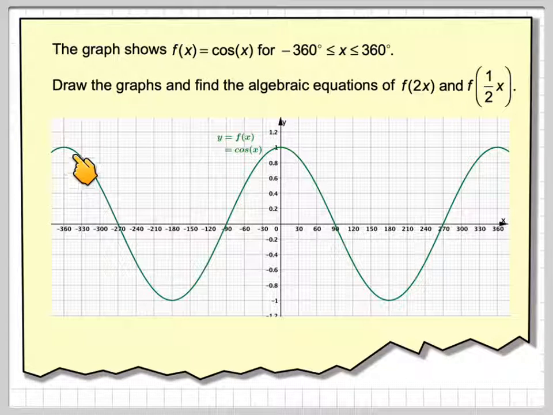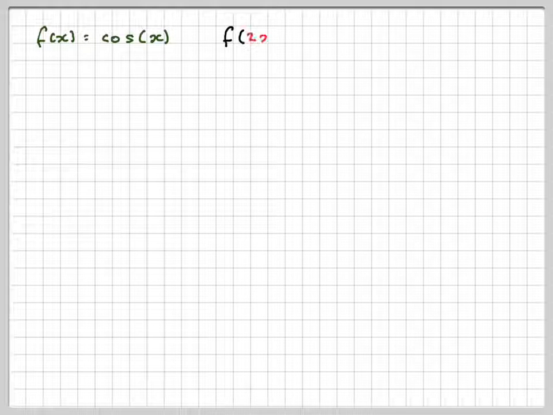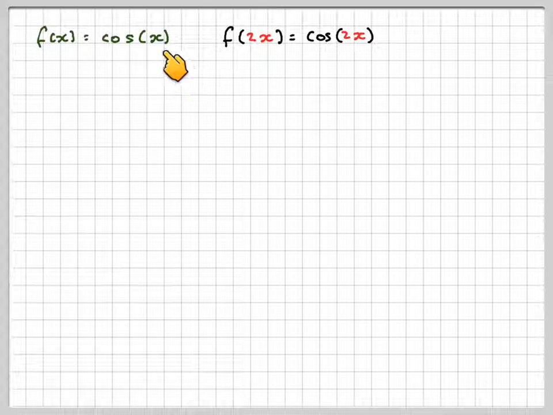Okay, so here we have the graph of cos x, y is equal to f of x, between minus 360 and 360 degrees. If we first of all write f of x is equal to cos x, and then do f of 2x, that means everywhere there's an x, I now replace it with a 2x, so it becomes cos 2x. Now for the graph, let's go to this GeoGebra app, which I'll put in the notes of the video.